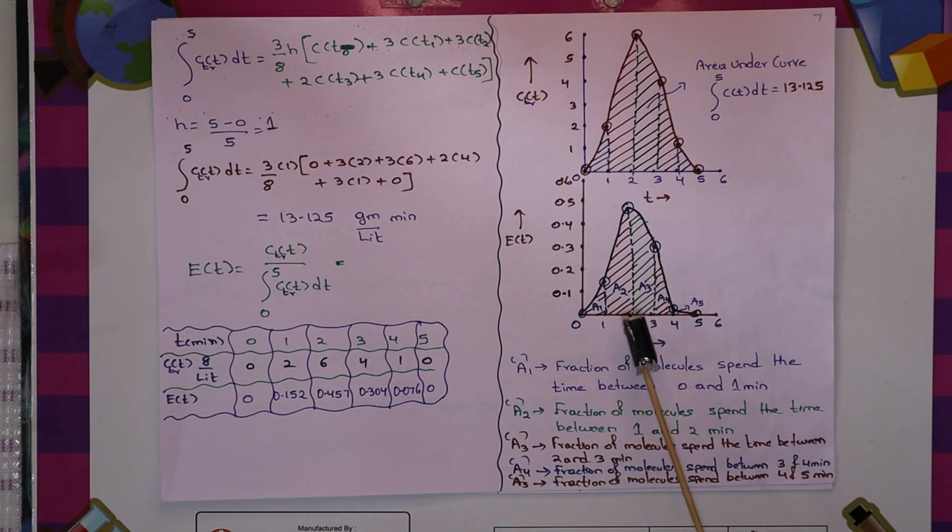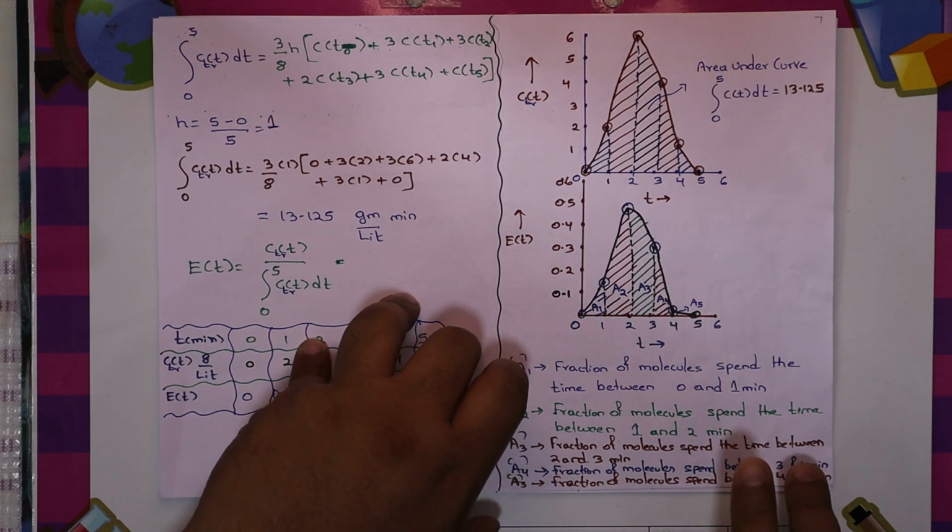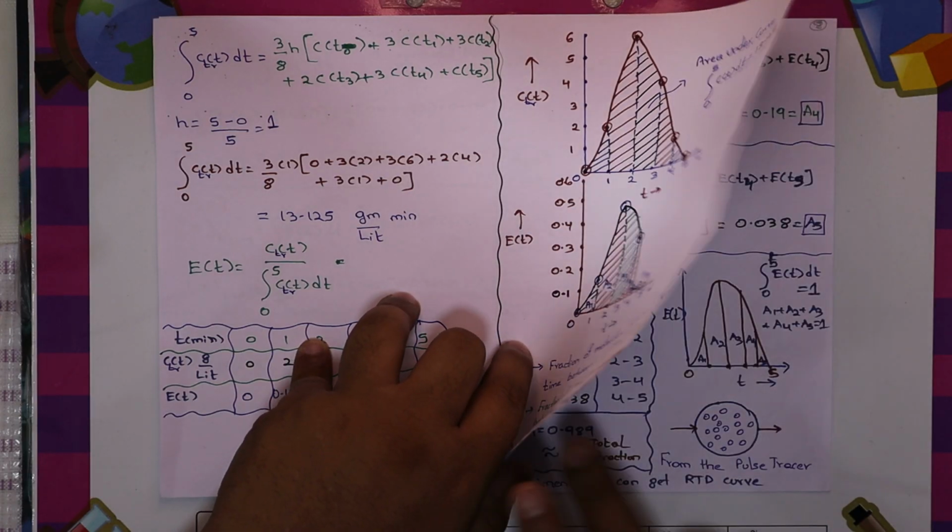Like that, to get the values of A1, A2, A3, A4, A5 through the integration method, apply it individually between the points 0 and 1, 1 and 2, 2 and 3, 3 and 4, 4 and 5. You get all the area information. So that's what I have done. Let us find out the areas.